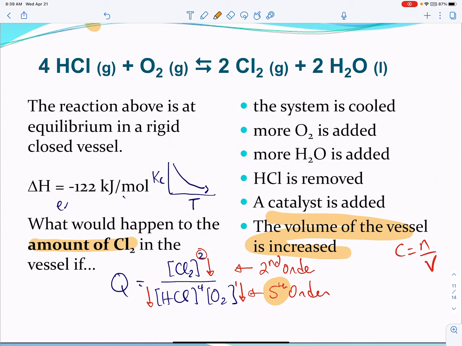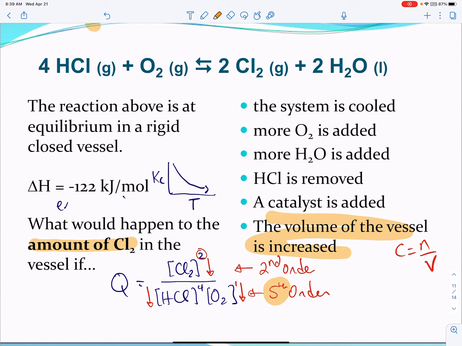So while the top and bottom both get smaller, all the concentrations are dropping, the denominator will get even smaller because it's a higher order. So if the denominator gets even smaller, then you're dividing by something even smaller. That will cause Q to increase.